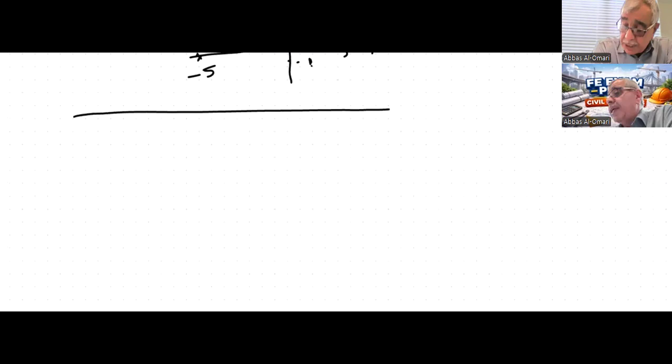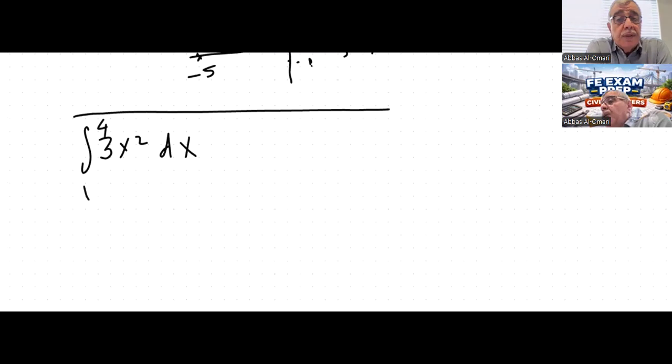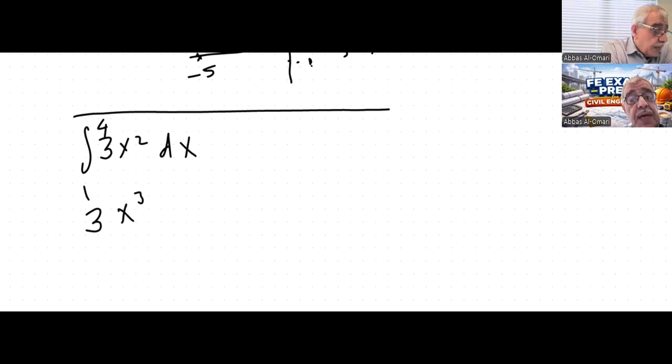We have an integration, and we want to determine its value. So we have the integration of 3x squared dx, between 1 and 4. So we want to determine the value of this integration between 1 and 4. This is again a very straightforward question. The 3 is constant, so we take the 3 out. The integration of x squared is x cubed over 3, and the limits are 1 to 4.